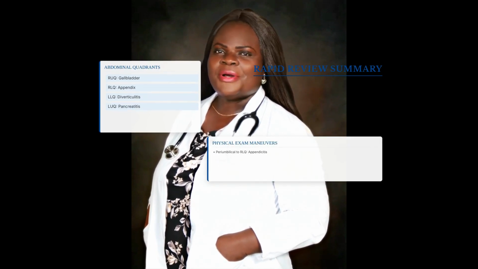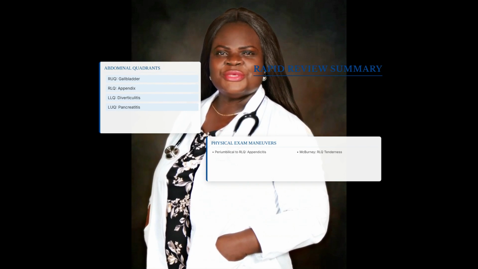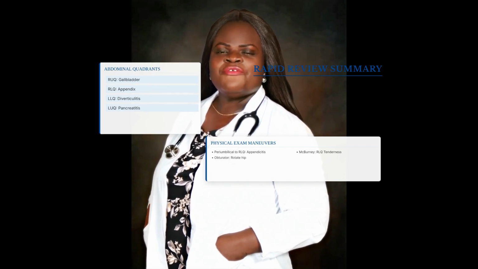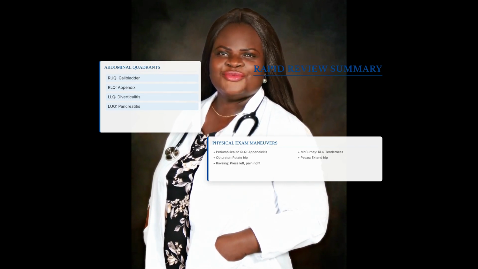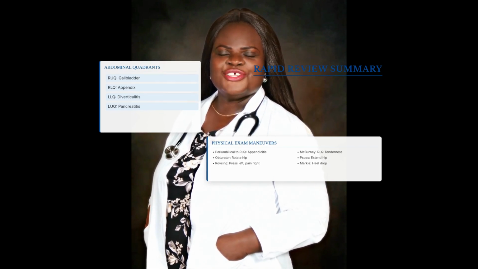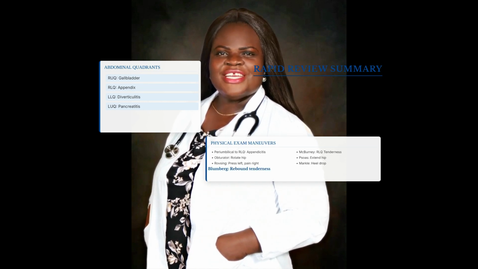Before we leave, remember these high yield concepts: RUQ for gallbladder, RLQ for appendicitis, LLQ for diverticulitis, upper abdominal pain radiating to the back for pancreatitis. For appendicitis, periumbilical pain migrates to the RLQ. McBurney point equals RLQ tenderness. Obturator equals rotate. Psoas equals extend. Rovsing equals press left, pain right. Markle equals heel drop. Blumberg equals rebound tenderness.